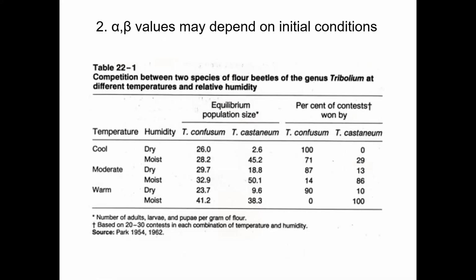Second, alpha and beta can vary depending on the environmental conditions. And this shouldn't be terribly surprising, but what's actually kind of surprising is the number of times where we don't have to worry about this. But here's an example using flour beetles. We have two species of flour beetles, and we have three temperatures and two humidities. Look at the percent of contests won by the two species. In cool, dry conditions, Tribolium confusum is the clear winner. But in warm, moist conditions, Tribolium castaneum is the clear winner. Well, clearly, the competition coefficients vary with temperature and humidity. Oh dear. So this is a more complicated interaction to model than the simple ones we've been talking about.